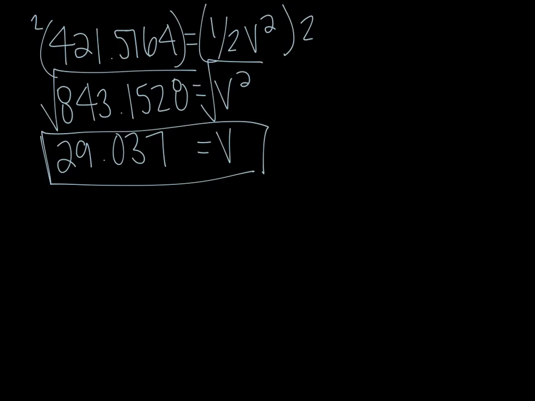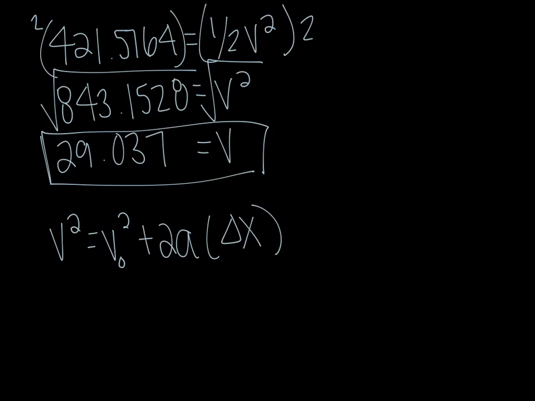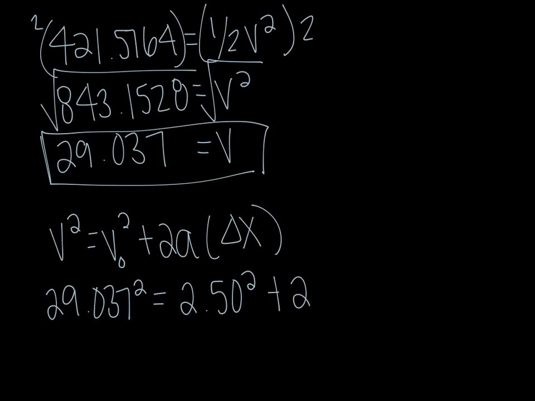Alright, so then we'll find the time. You're going to start off by using the equation v squared equals v naught squared, or v initial squared, plus 2a times delta x. You know all of these variables already. So v final, which is what you just found, is 29.037 squared, equals your v initial, the one they gave you, 2.50 squared, plus 2 times a, which is what we're trying to solve for, times delta x, which they also give you, 75.